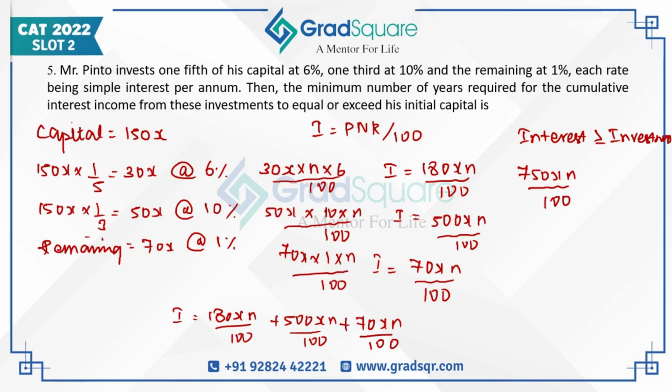My investment, I have taken the investment as 150x. So upon simplification, I'm going to get n to be greater than or equal to 20. Therefore the minimum number of years for this to happen will be what? 20. So the answer for this question is 20 years.